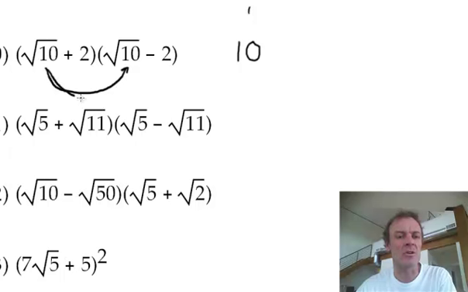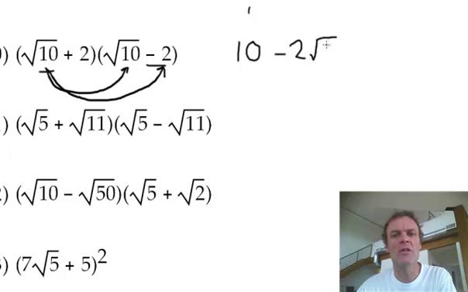Now, what's the outer? You can't do anything for this one except write what's negative 2 times root 10. It's negative 2 root 10. That's all you can do for that. It's like with x's. What's 2 times x? It's 2x. What's 2 times root 10? It's 2 root 10.